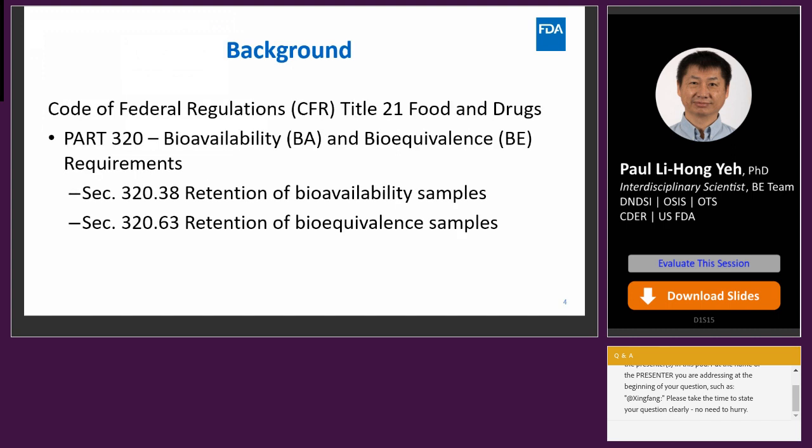Some background information. 21 CFR Part 320 tells us the bioavailability and bioequivalence requirements. Specifically, Section 320.38 is retention of bioavailability samples, and Section 320.63 is retention of bioequivalence samples.